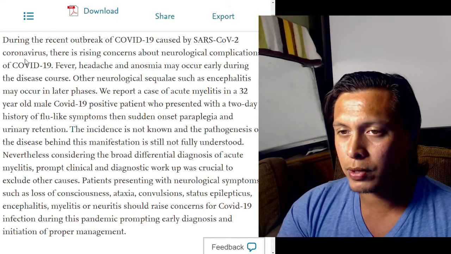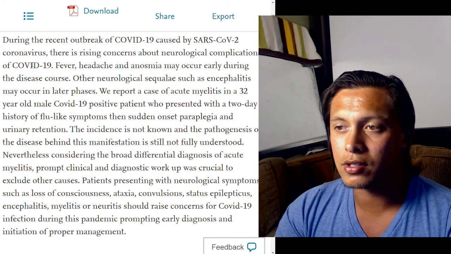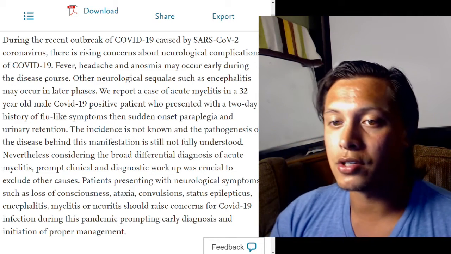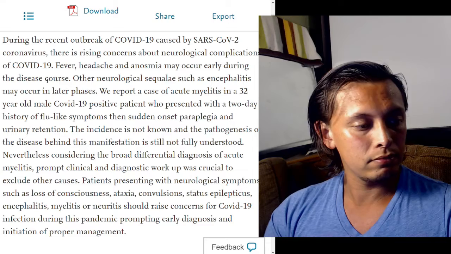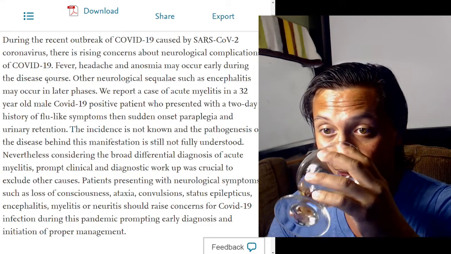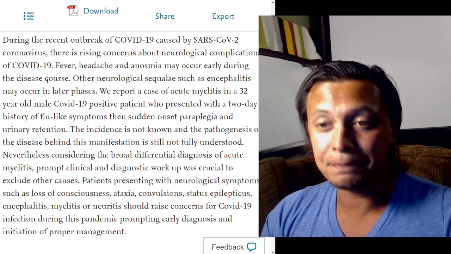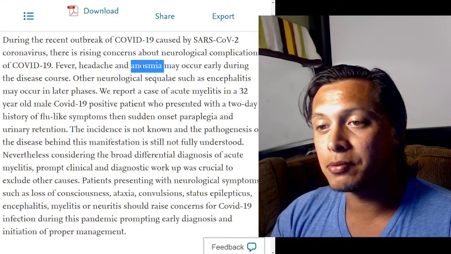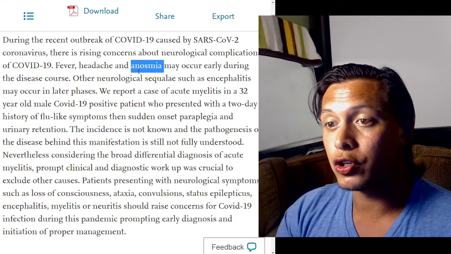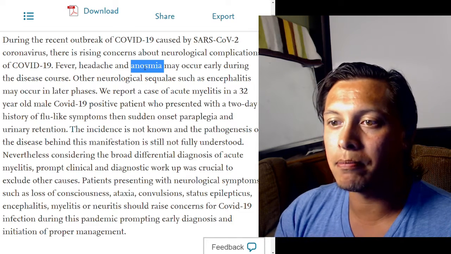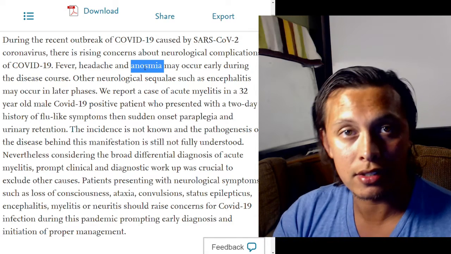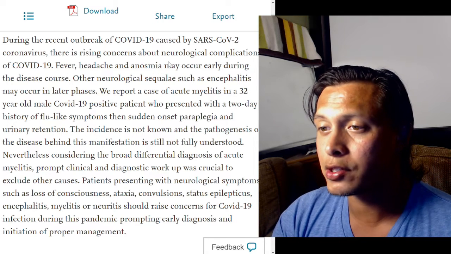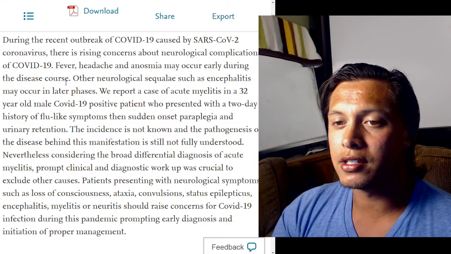During the recent outbreak of COVID-19 caused by the SARS-CoV-2 coronavirus, there are rising concerns about the neurological complications of COVID-19. So, fever, headache, and anosmia. Anosmia is when you cannot smell anymore, and by proxy, if you cannot smell, you usually cannot taste the same way. Anyways, these three may occur during the disease course.